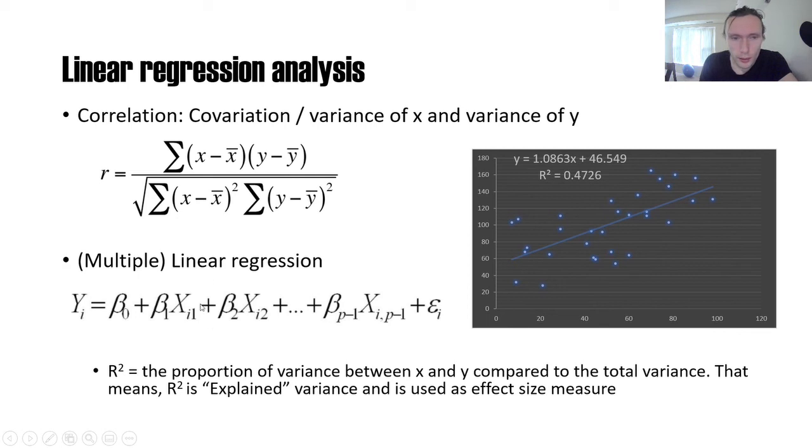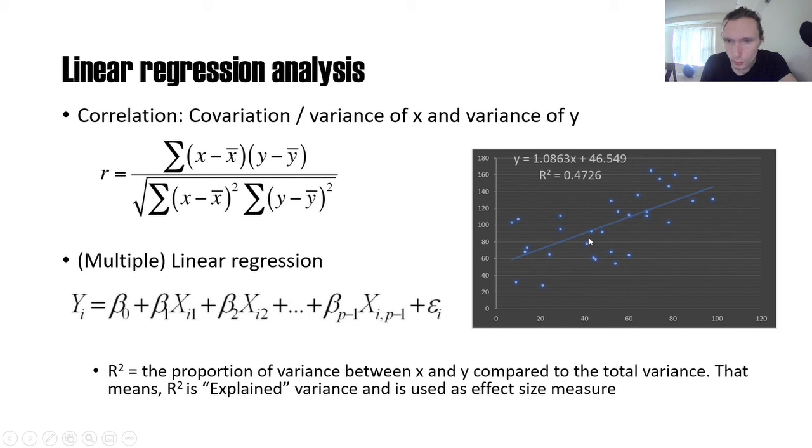So in that case, the beta 1 here refers to the slope. So for example, if I go 1 point up on the x-axis, how much does my y-axis go up? Now, for example, here you could see that if you go 20 to the right, then it goes up by a little bit more than 20, right?